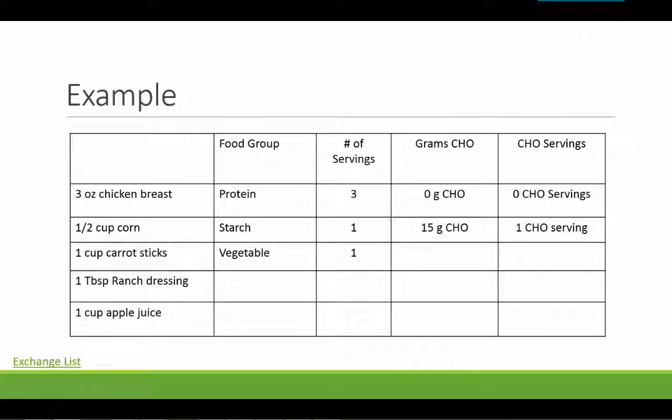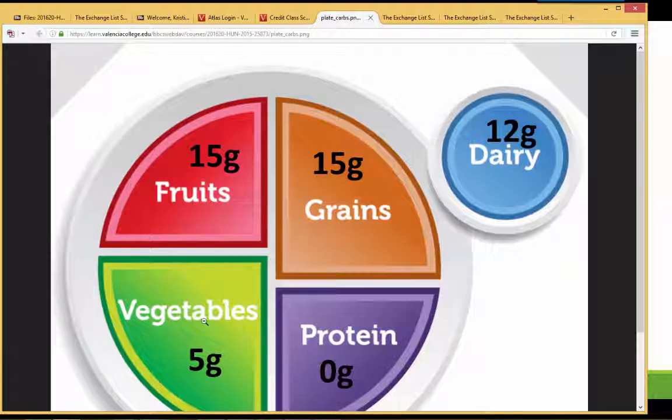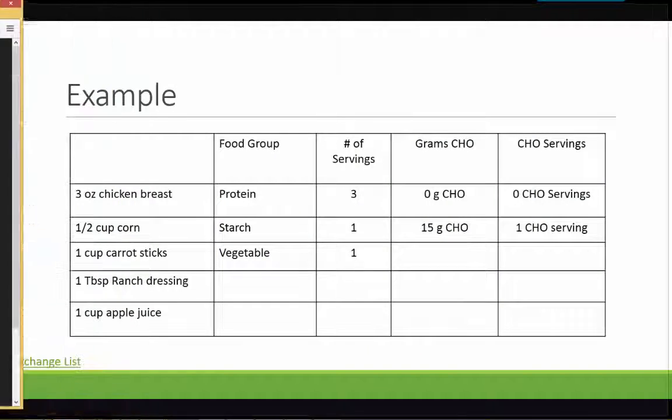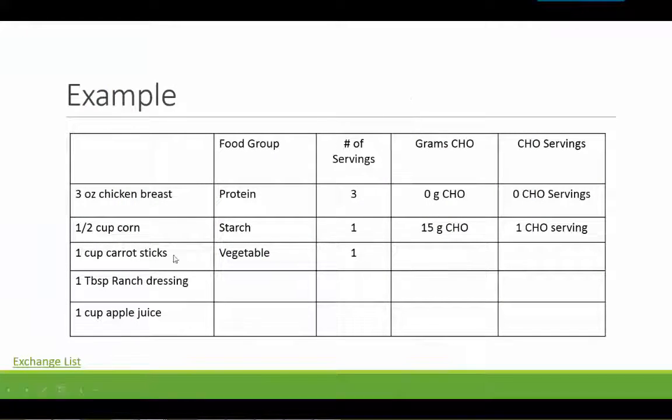So now we look at the grams of carbohydrate. That goes back to our My Plate once again. And the vegetable group, every serving has 5 grams of carbohydrate. So we know that 1 cup of carrot sticks, which is equivalent to 1 serving of vegetable, has 5 grams of carbohydrate, which rounds to 0 carbohydrate servings.